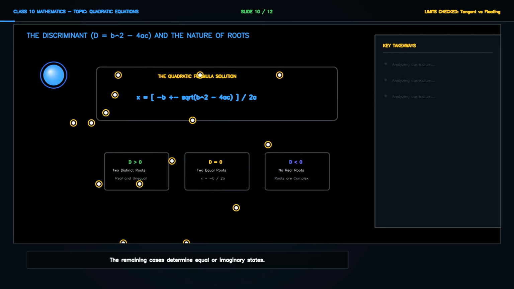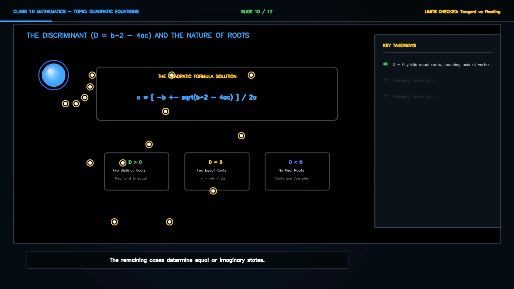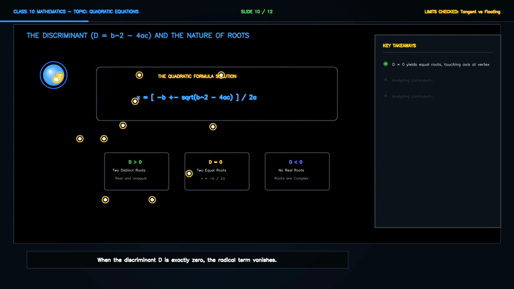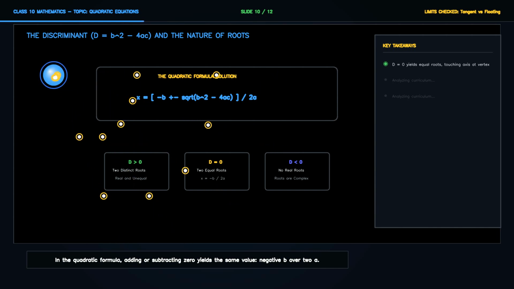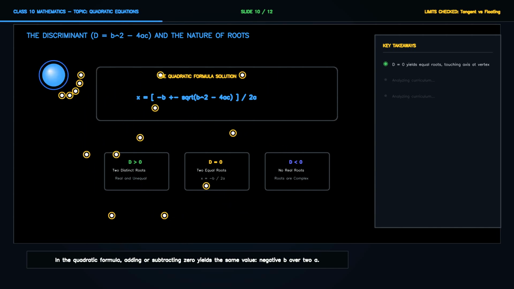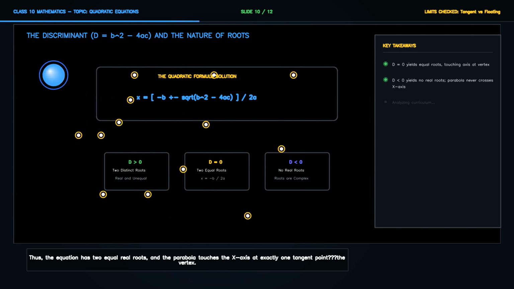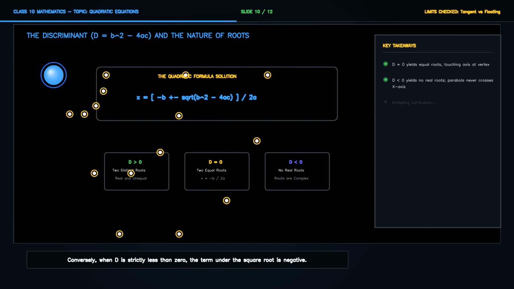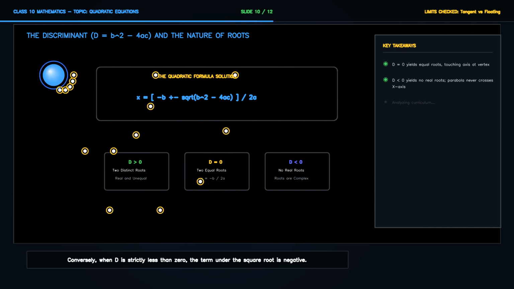The remaining cases determine equal or imaginary states. When the discriminant D is exactly 0, the radical term vanishes. In the quadratic formula, adding or subtracting 0 yields the same value, negative b over 2a. Thus, the equation has two equal real roots, and the parabola touches the x-axis at exactly one tangent point, the vertex.